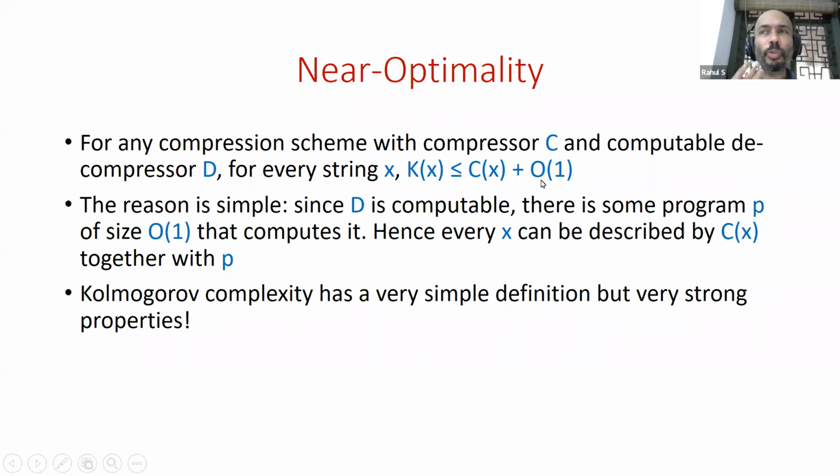So this requirement that looked very, very strong, that we wanted our compression scheme to be so strong that it could simulate any other compression scheme and not be much worse than it, is indeed satisfied here when you're considering a class of schemes with computable decompressors. The definition of complexity is very simple, but this property that you get is extremely strong, and this property is useful in many different contexts.